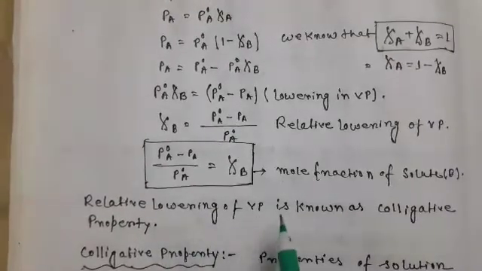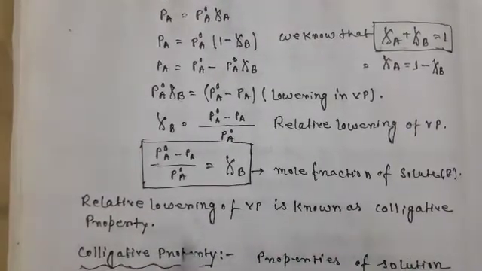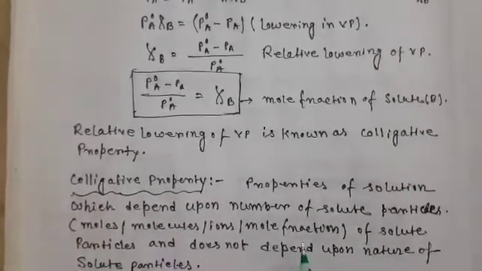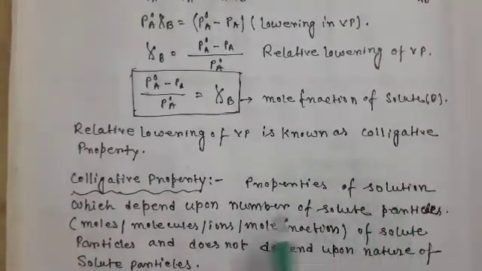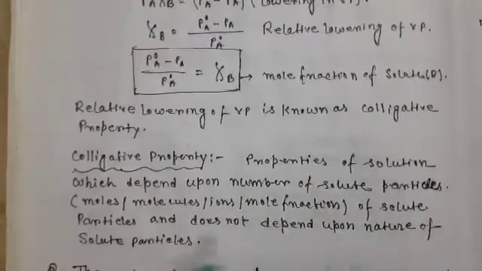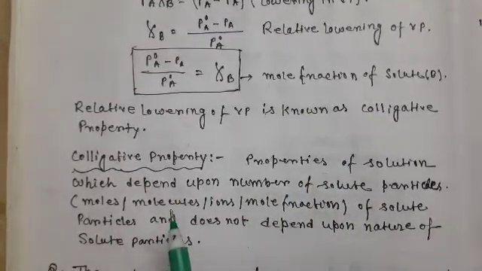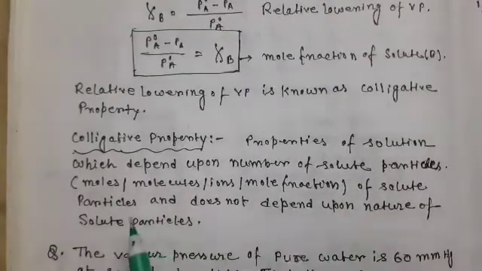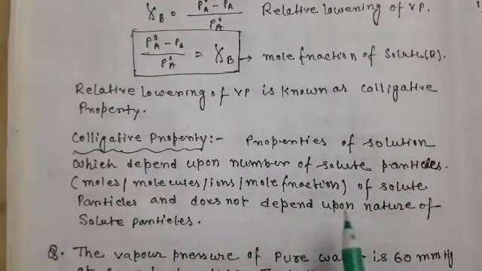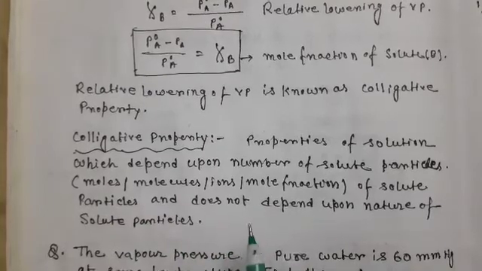Relative lowering of vapor pressure is known as a colligative property. What are colligative properties? The properties of solution which depend upon the number of solute particles, that means moles, molecules, ions, mole fraction of solute particles, and do not depend upon the nature of the solute particles.